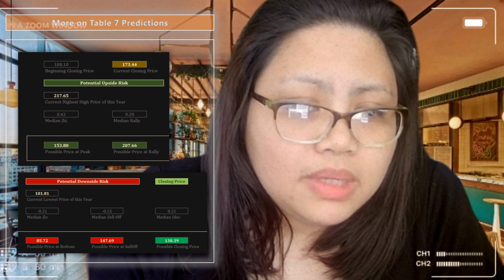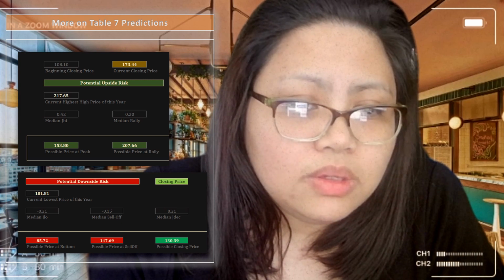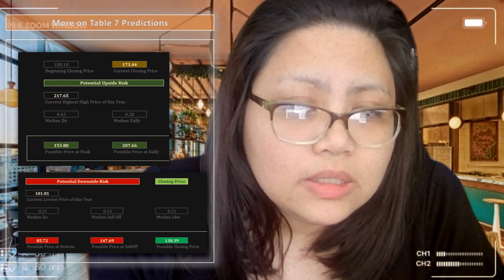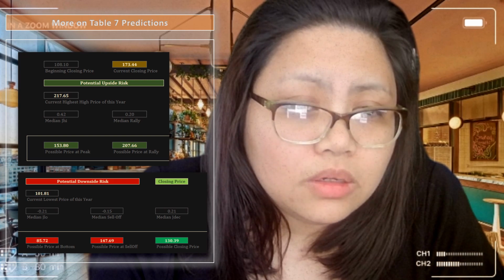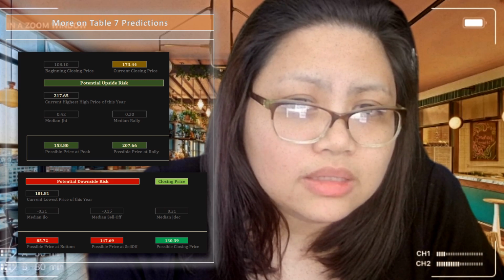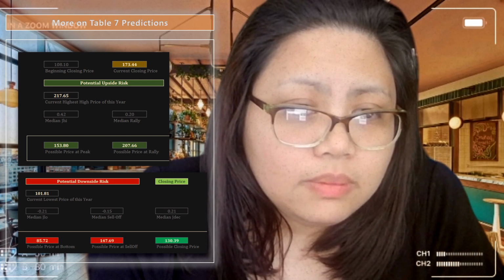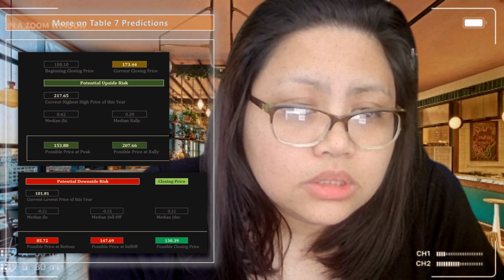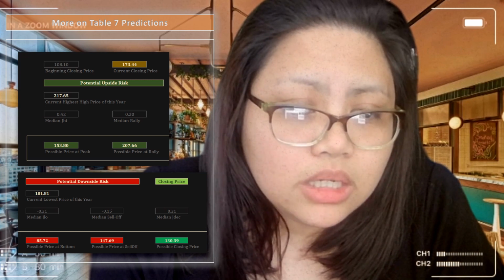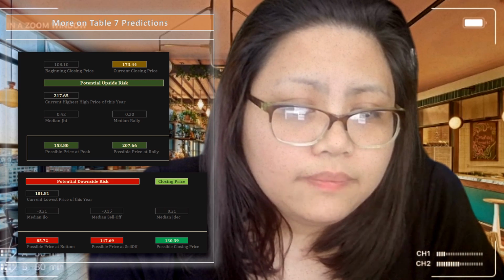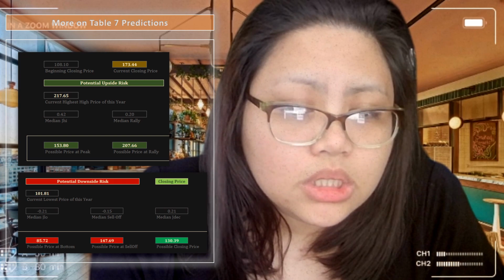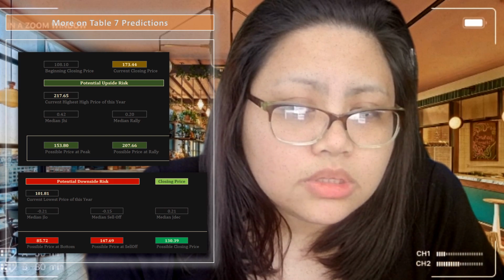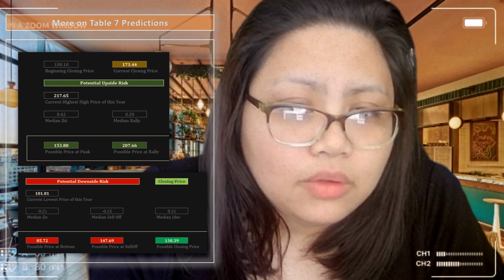Notice that the possible peak price is said to be 153.80. That's because the beginning closing price was 108.10. Since last year, the price of Tesla was going down, and I think it was really at the bottom in January. That's why the calculated peak price was relatively lower, because we're calculating from a downward trend.